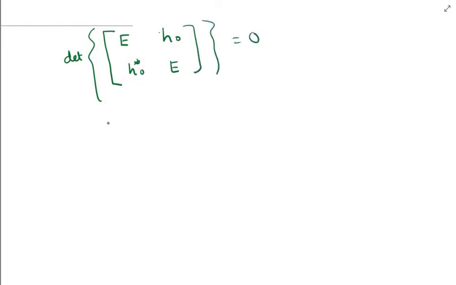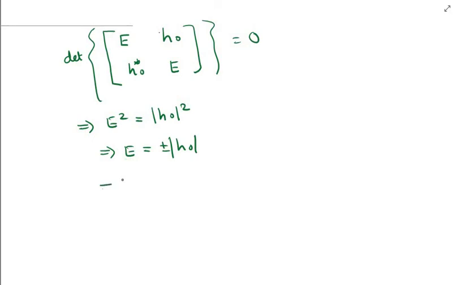So how do we find the eigenvalue? We basically write it in this form: the determinant of this matrix [E, H0; H0 star, E] is equal to 0, which basically means my E square is equal to mod of H0 square. So E is equal to plus minus mod of H0, because E is an eigen energy, so it needs to be real.